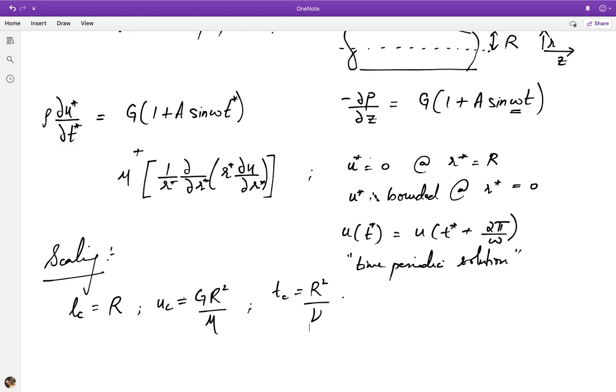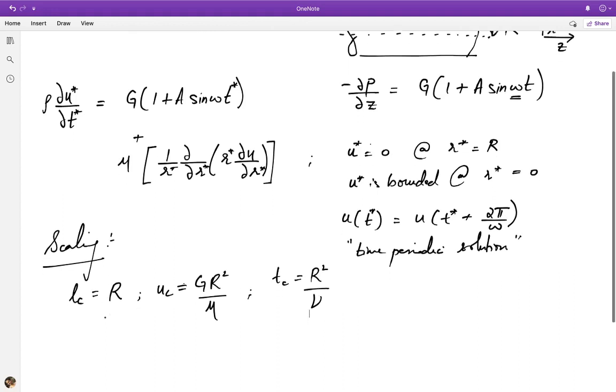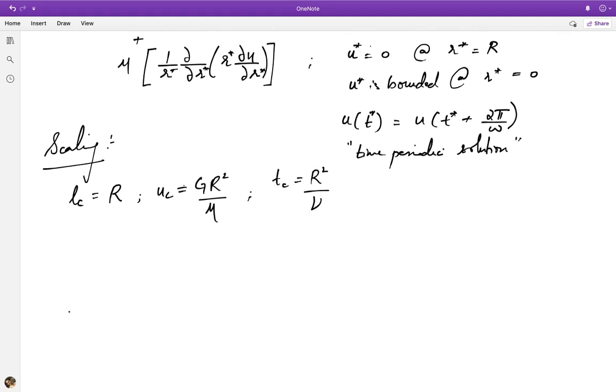And therefore, when I now substitute these scaled variables into the problem, I'm going to get a non-dimensional group inside the forcing term, sine t. So let's see how that proceeds.